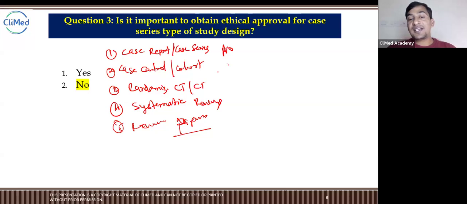Do we need ethical approval for case control or cohort studies? Yes. Randomized control trials? Oh, no, no, no. It is yes. Randomized control trials? Definitely yes. Now, the important part is you have to answer, guys, stop. You have to answer for systematic reviews. If you want to write a systematic review, do you want ethical approval or not?